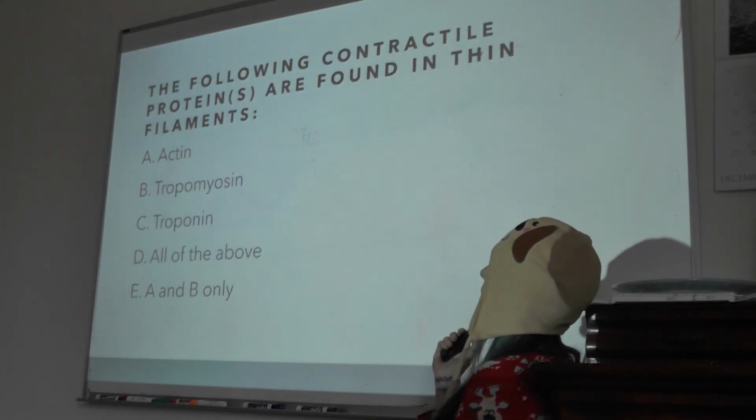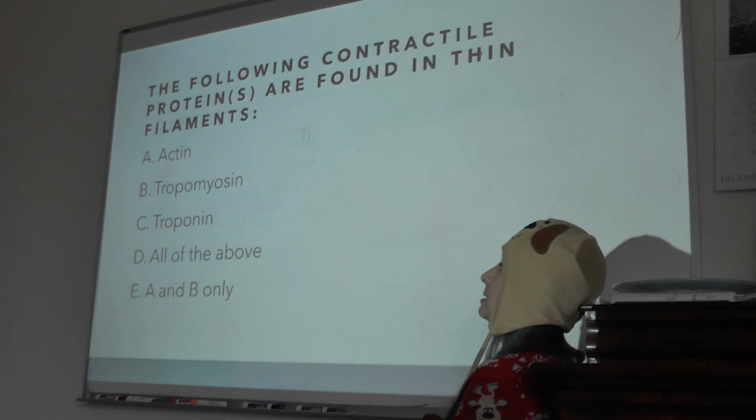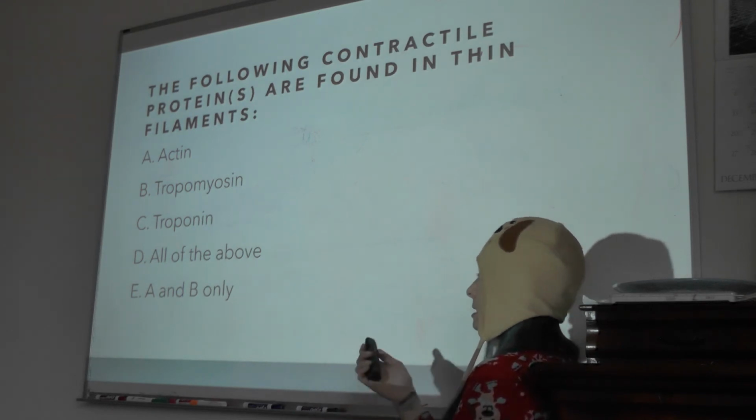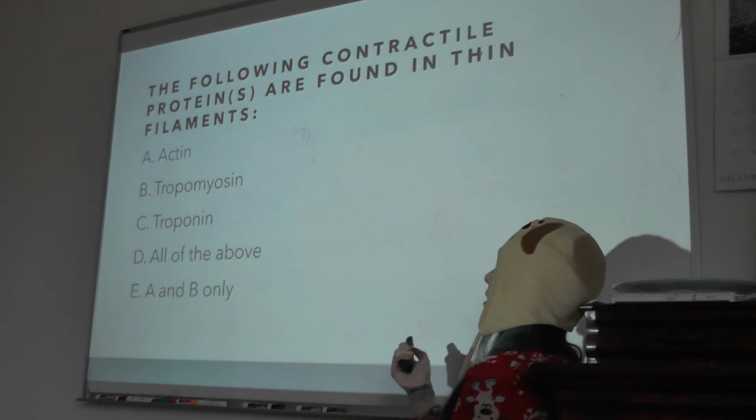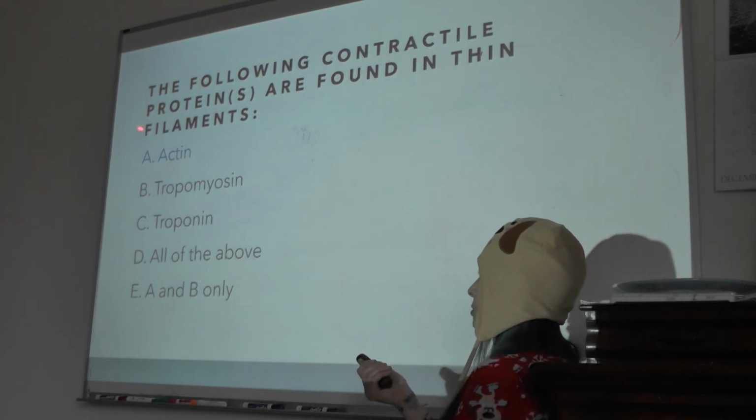The following contractile proteins are found in thin filaments. A, actin. B, tropomyosin. C, troponin. D, all of the above. E, A and B only. Yeah, actin. Actin is the only contractile protein.